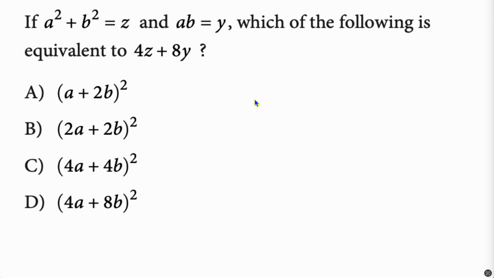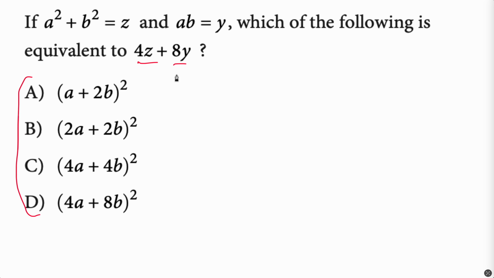So today we have an algebraic problem here. The problem is this: if a squared plus b squared equals z and a times b equals y, which of the following is equivalent to 4z plus 8y? Okay, so the goal is to find the equivalent of 4z plus 8y, and these are your answer choices. At the bottom here you have 4 choices. So how do we do this?